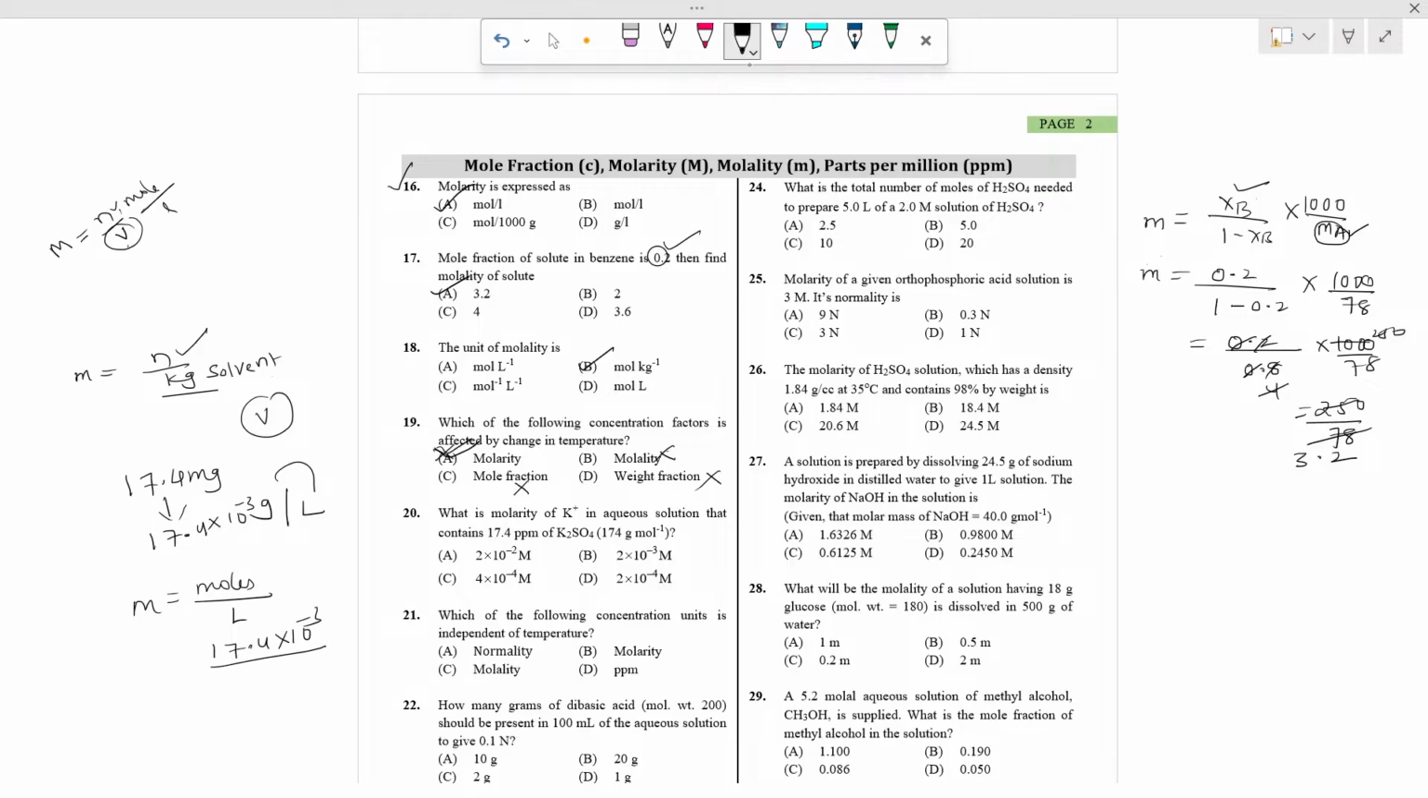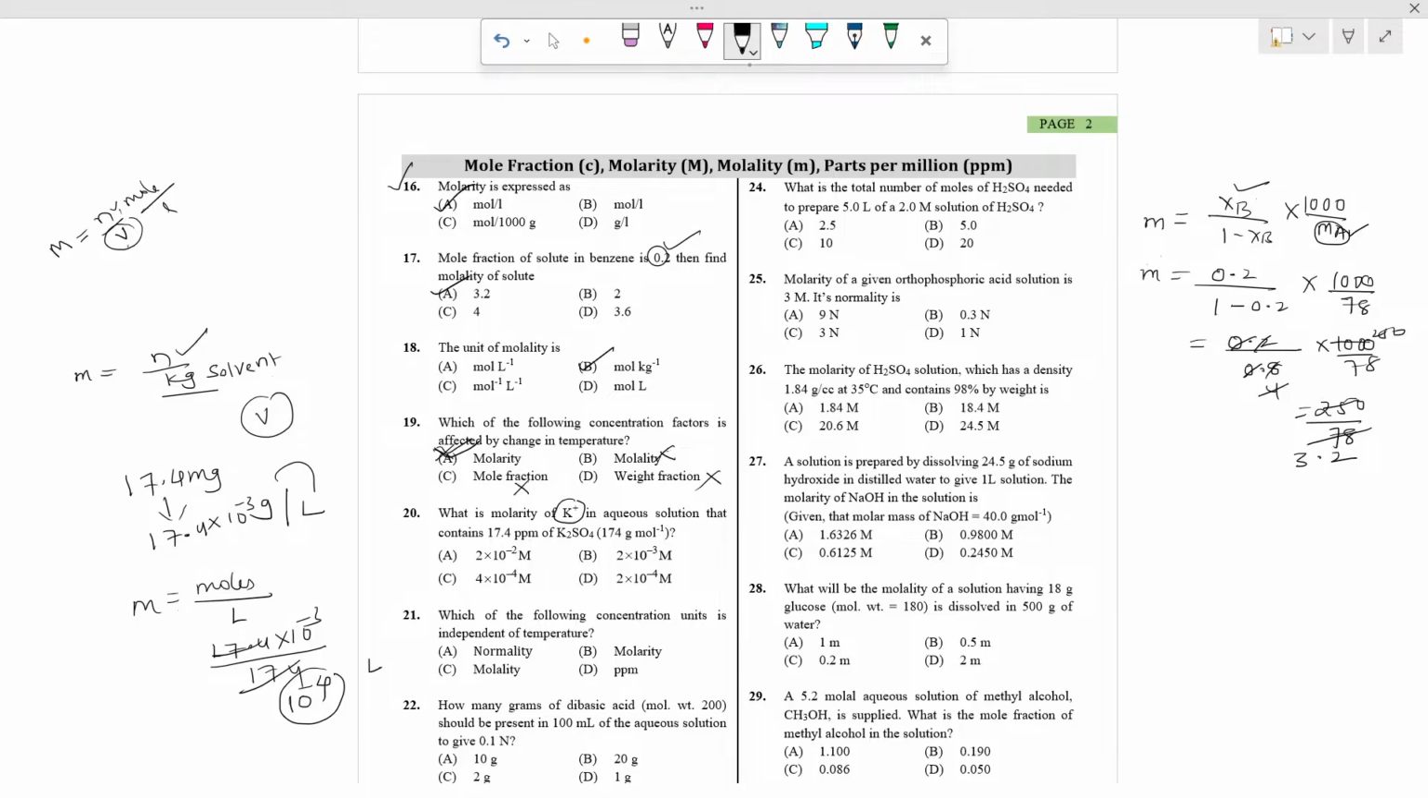And what is the gram molecular weight of this one? 174 will come. If you simplify this, how much will come? 10 to the power of minus 4 will come. Okay. 10 raised to the power of minus 4 is what? Moles, this one, not molarity. This is moles. Then what is the formula for molarity? Moles upon volume, but here volume is not given. They are asking K plus molarity. So this is 10 to the power of minus 4 present in a liter of solution.